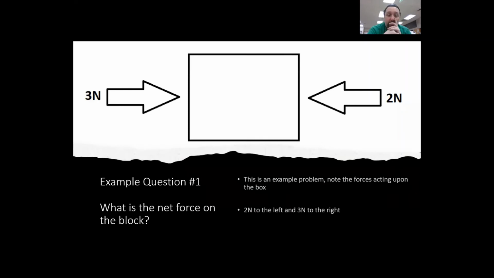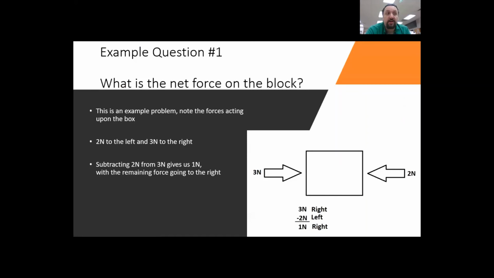Here's an example problem. I have a block that is receiving 3 newtons of force pushing to the right and 2 newtons of force pushing to the left. The force to the right wins. By how much? If we have 3 newtons on one side, 2 newtons on the other, all we have to do is subtract. 3 minus 2 is 1 newton. That's how you calculate net force. 3, 2, 1. Let's do another one.